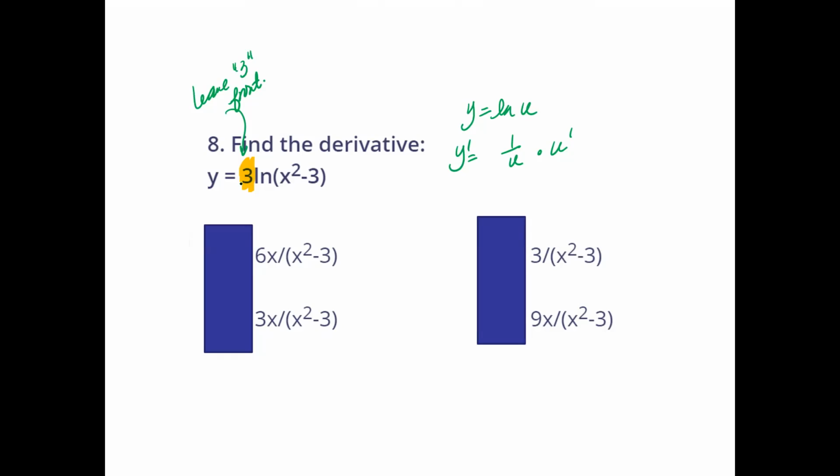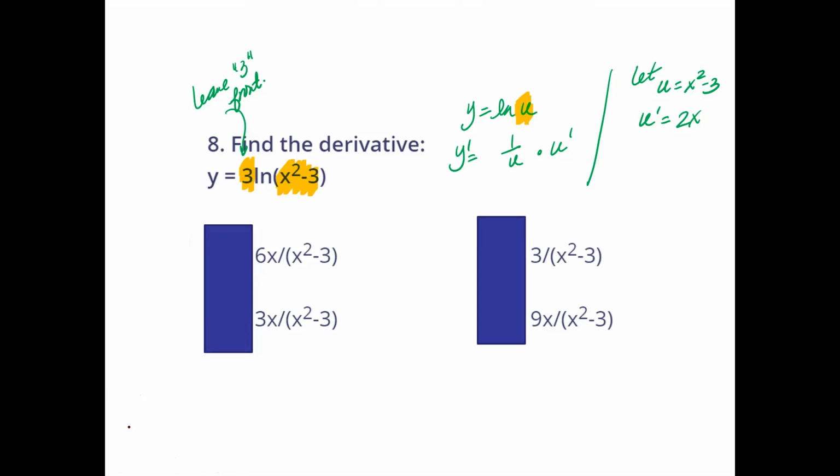However, if it was, let's say, a 3x, then unfortunately you would have to do the product rule because you won't be able to eliminate it then. So just leave that as is. And on the side, we're going to say let u be x squared minus 3, if you take a look at this. Then u prime is 2x.